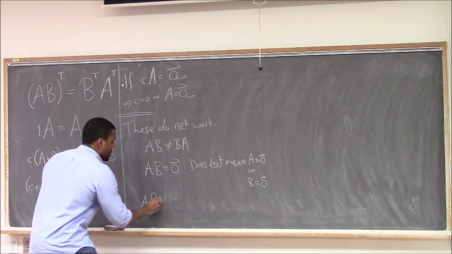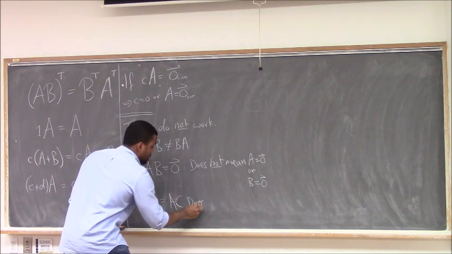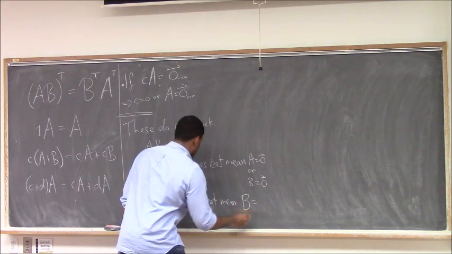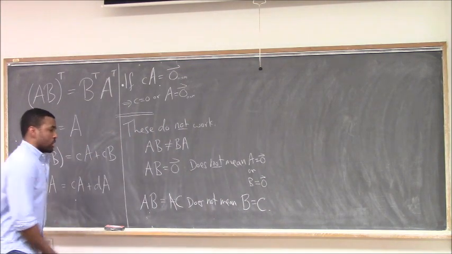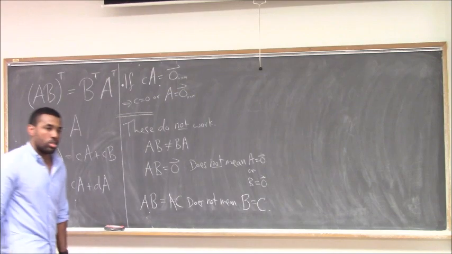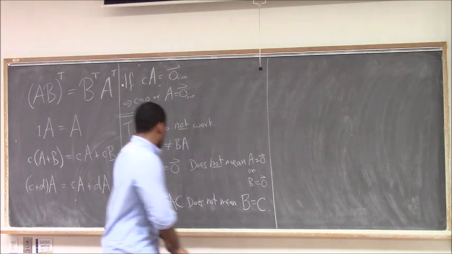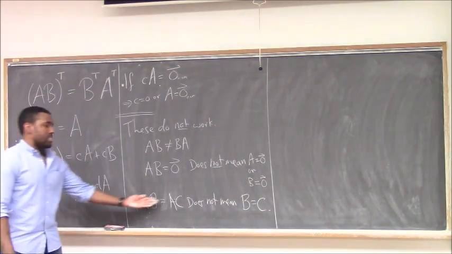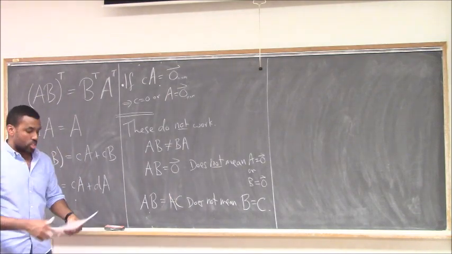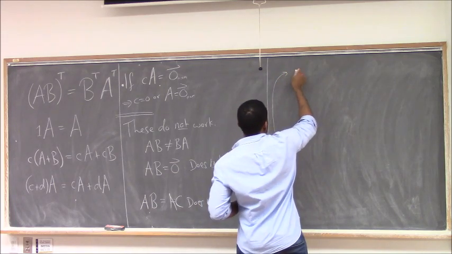if A times B equals A times C, that does not mean that B equals C. So you can't cancel a matrix from both sides. It's actually illegal to do this. Of course, there are some trivial examples, like if A is the zero matrix, then both sides will give you 0, but these matrices can actually be different. There are some non-trivial examples though.